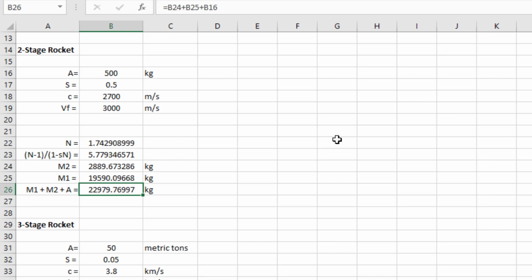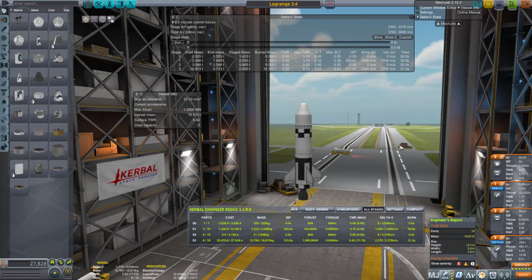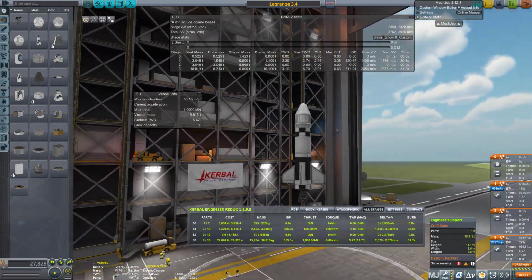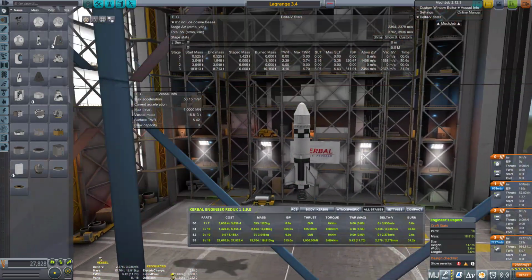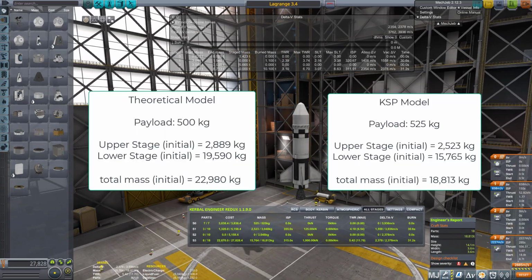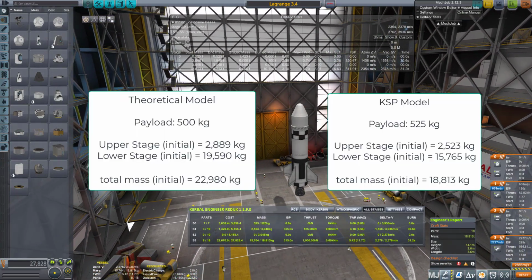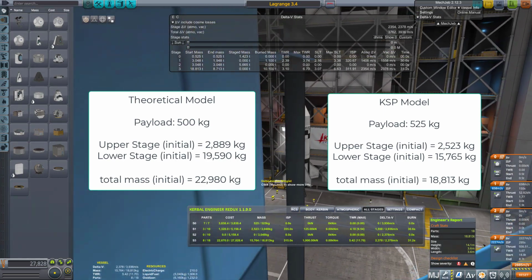So let's take a look at a sample rocket built in Kerbal that fits pretty close to these values. This is the rocket that was launched at the very beginning of the video, and recognizing that this will take a while to run through the whole build and all the details, let me just summarize by comparing both the theoretical ideal model with the model that I built here in Kerbal Space Program.